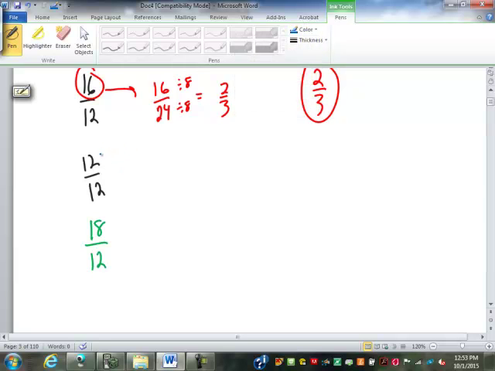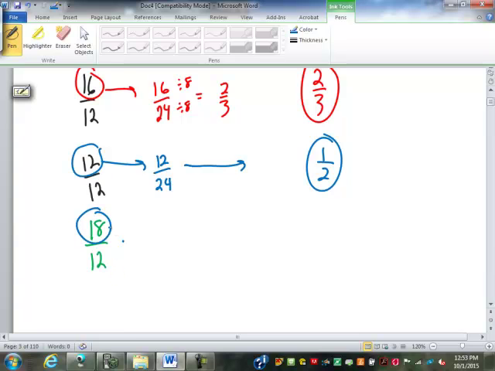What did you come up with for the 12/12? That's 12/24, which reduces to a 1/2 pitch. 18/12, 18/24. Both of those divide by 6. You're correct. Gives you a 3/4.